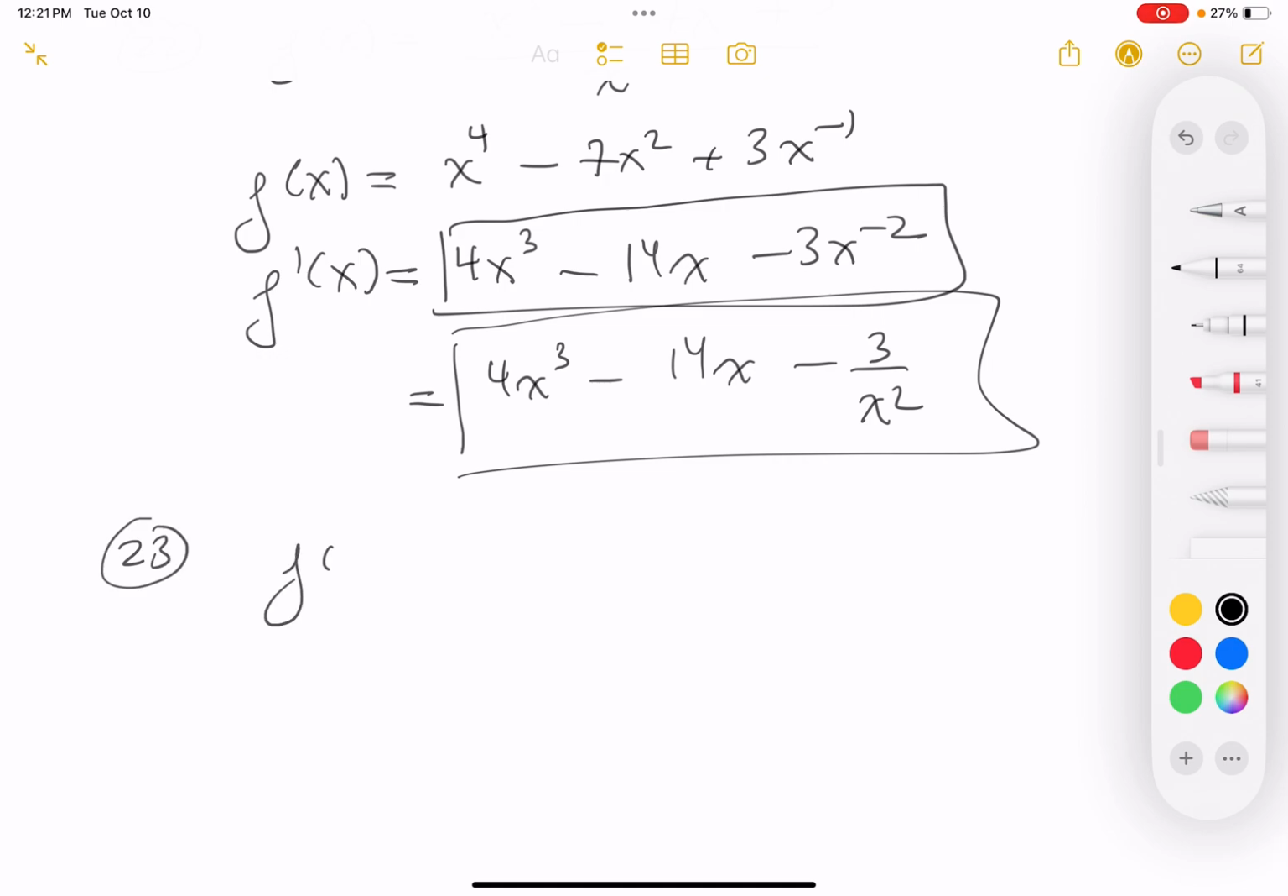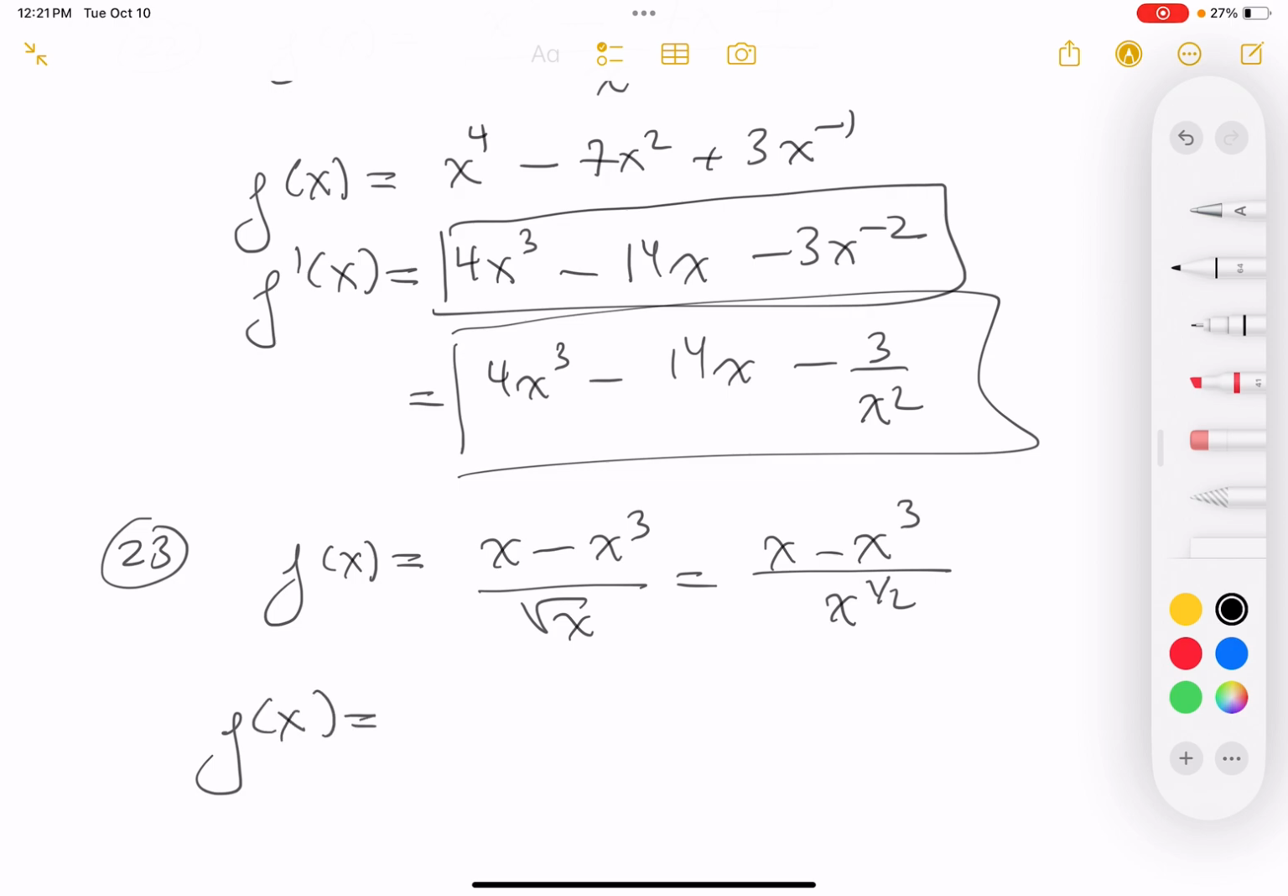And 23 is f of x equals x minus x cubed over the square root of x. Well, my recommendation is to write it so you can use the power rule. x to the 1/2. I got to rewrite this guy. And that's going to be a 1 minus a half, which is a half. I'm doing rules of exponents. Minus x. Well, 3 is actually 6 halves, and 6 halves minus 1/2 is 5 halves.